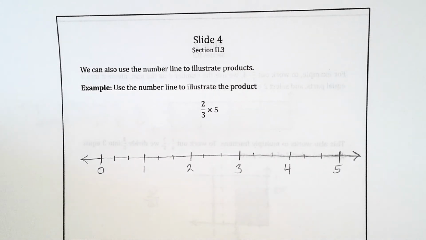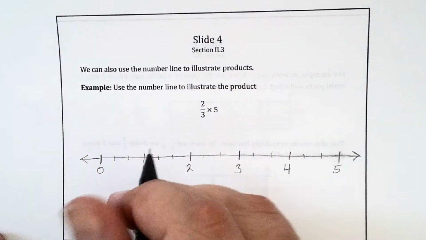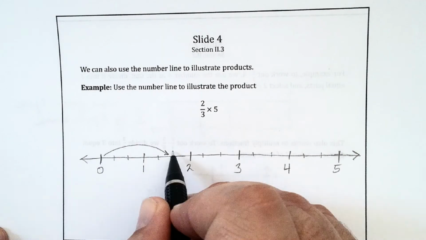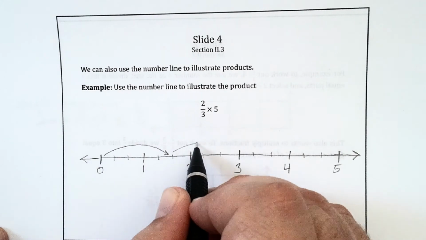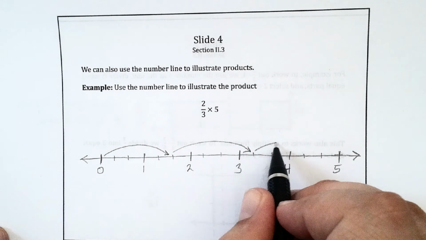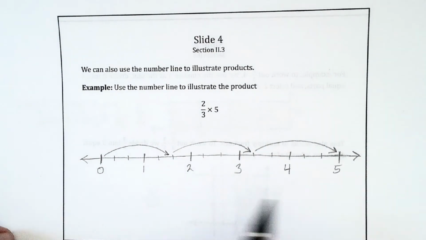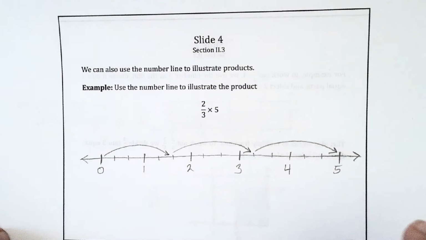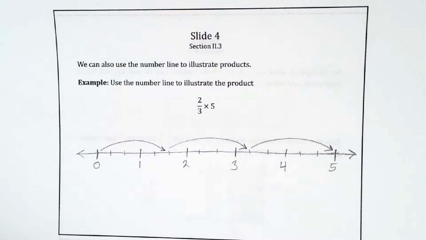Well, it's 10. Or here's another way of putting it. 1/3 of 15 is 5. So if I do 1, 2, 3, 4, 5, and then 1, 2, 3, 4, 5, and then 1, 2, 3, 4, 5. So 5 thirds, 5 thirds, 5 thirds. There's 5 divided into 3 equal parts.